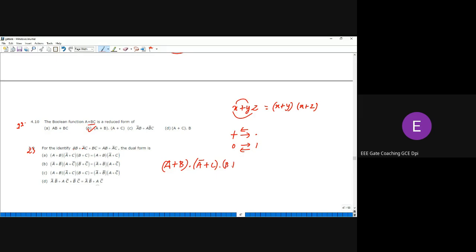B plus C is equal to A plus B into A bar plus C. So option A.